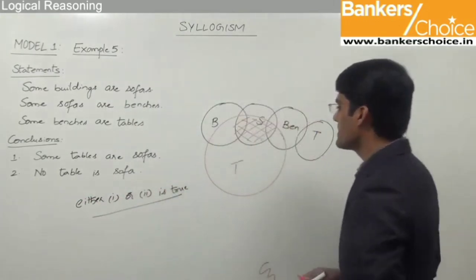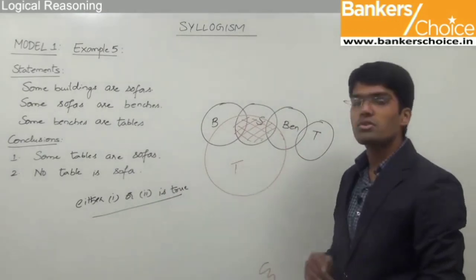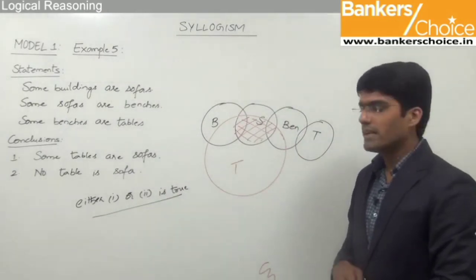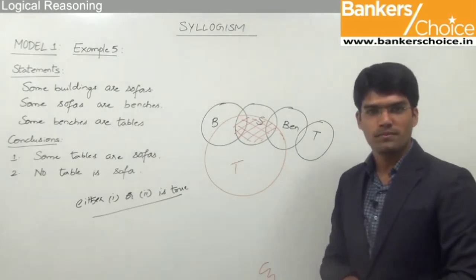So if the basic diagram is considered, we find that conclusion number 2 is true. And if the second diagram is considered, we find that conclusion 1 is true. So any one of these two have to be true. So that is the reason the answer for this question should be either 1 or the conclusion 2 is true.